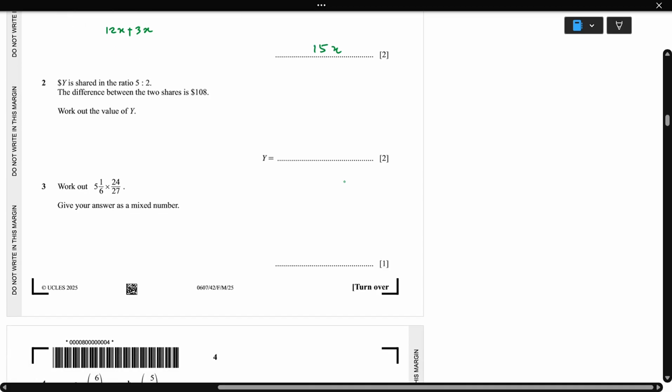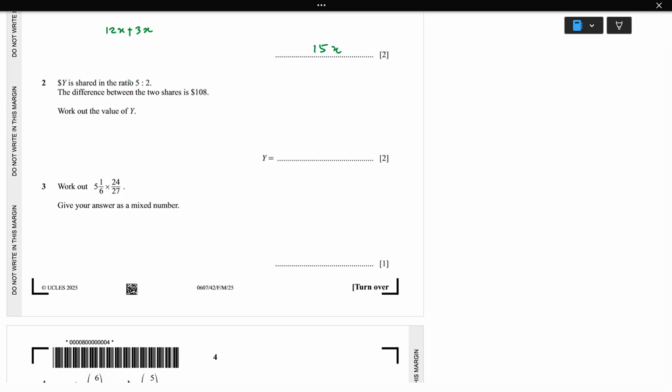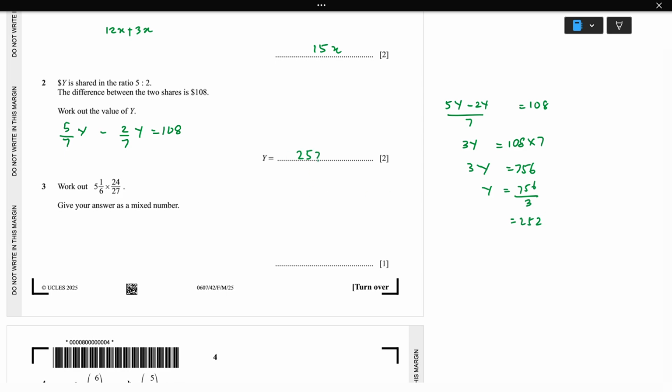Okay, the next question: the amount y is shared in the ratio 5:2. The difference between the two shares is 108. Work out the value of y. The first share is 5 over 7 times y, minus the second share, 2 over 7 times y, equal to 108. Both have denominator 7, so 5y minus 2y over 7 equals 108, which gives 3y equals 108 times 7, which is 756. So y equals 756 over 3, which is 252.